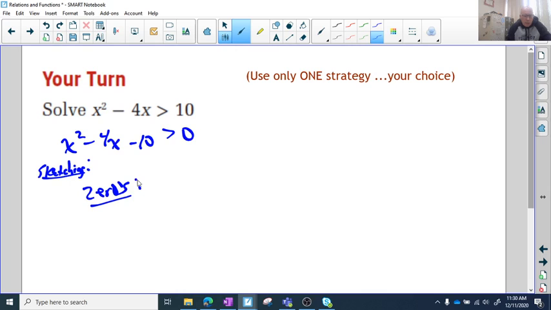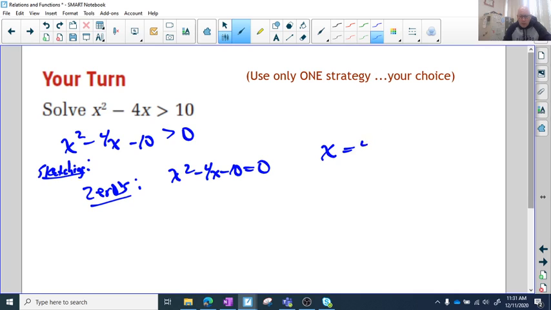Well, to get those, I need to set this equal to 0. So x squared, take away 4x, take away 10, equals 0. And it won't factor, which doesn't mean the world is ending. It means we just have to do a different strategy. Factoring is one strategy in a list of ones that we've been given. So I'm going to have to go quadratic formula.